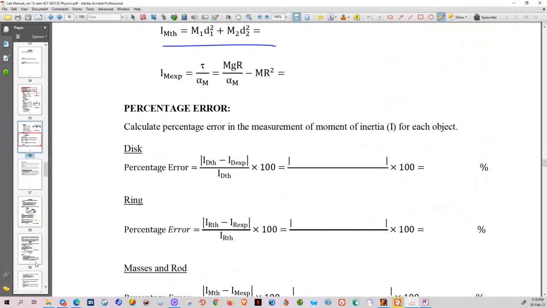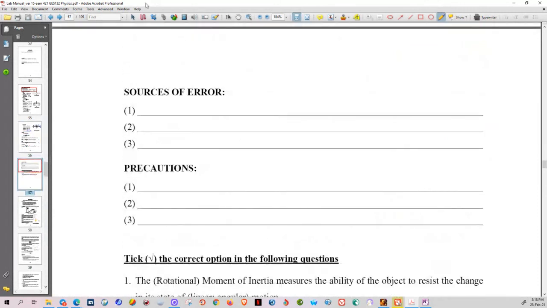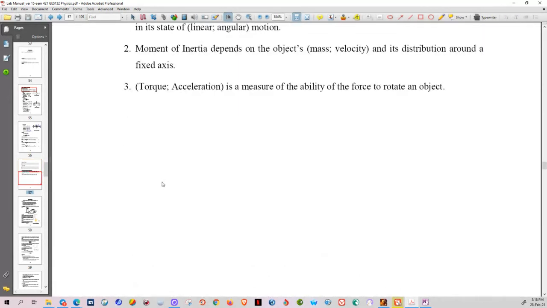Okay, I'll discuss with you source of error. Remember I told you before in one of our experiments, if an experiment is electrical, there is always internal resistance. If our experiment is mechanical motion, there is always friction. Okay? A source of error is always friction. Precaution, we can always reduce friction.